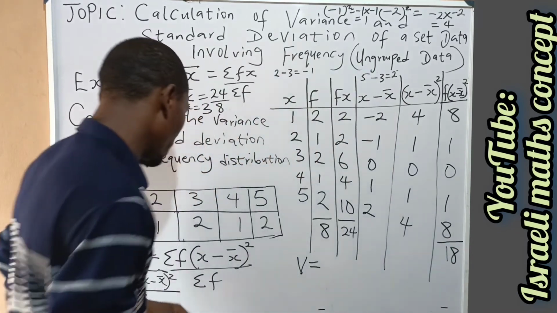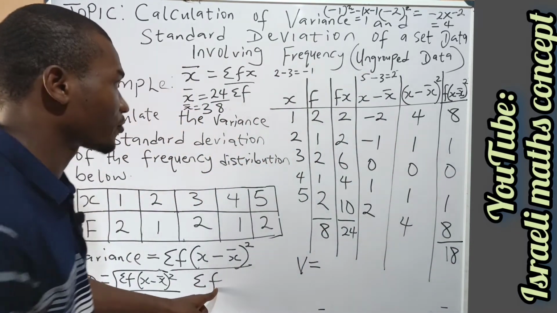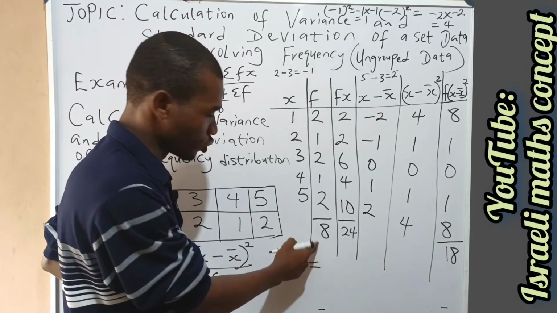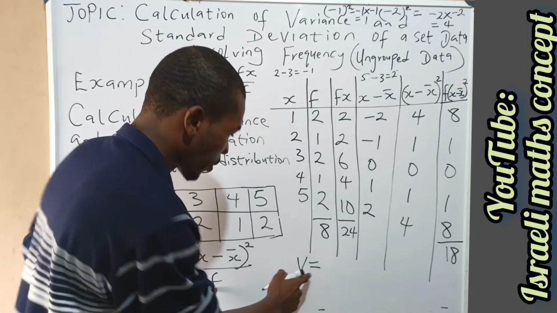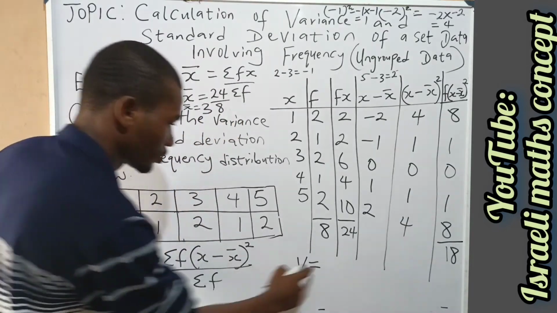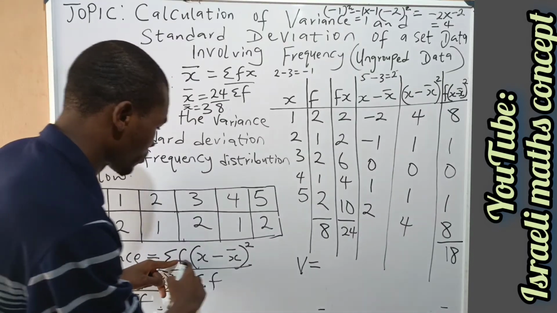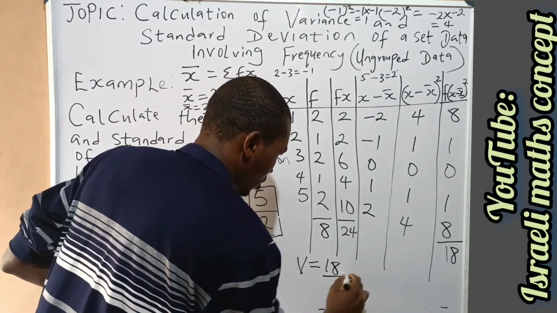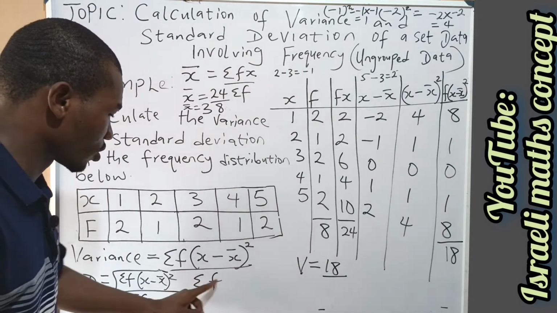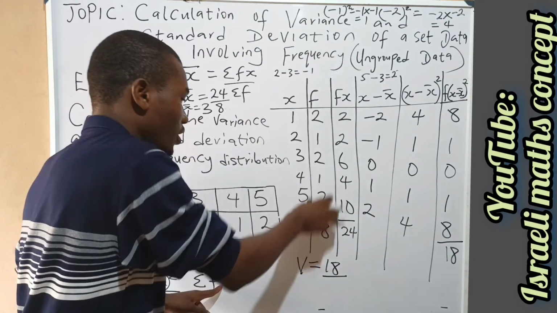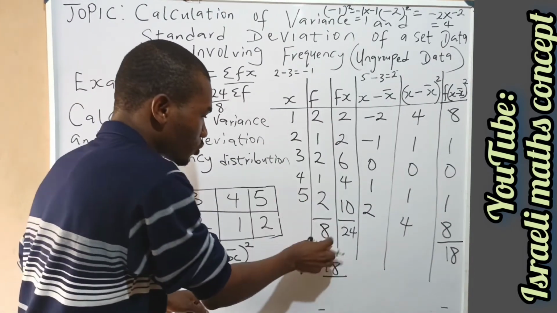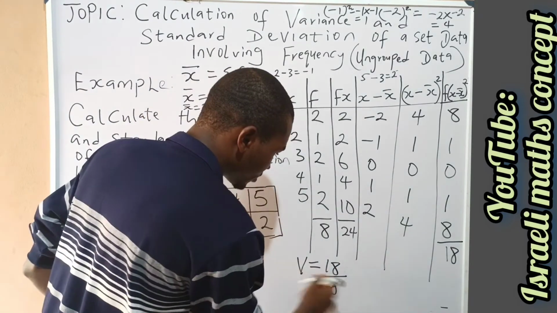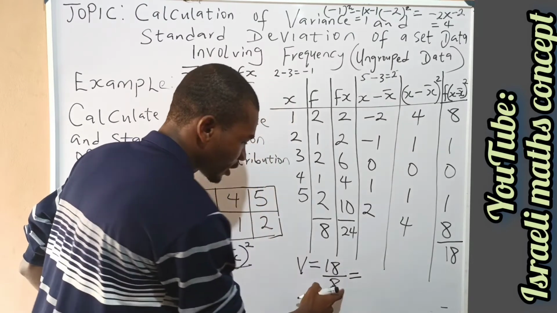Then from the formula, we also have the summation of f, which means to sum everything in the frequency, which we sum to be 8. So our variance is now equal to the summation of f in bracket everything here, which we sum to be 18, all over the summation of our frequency, which we've summed up to be 8. Hence, our variance is equal to 18 divided by 8.